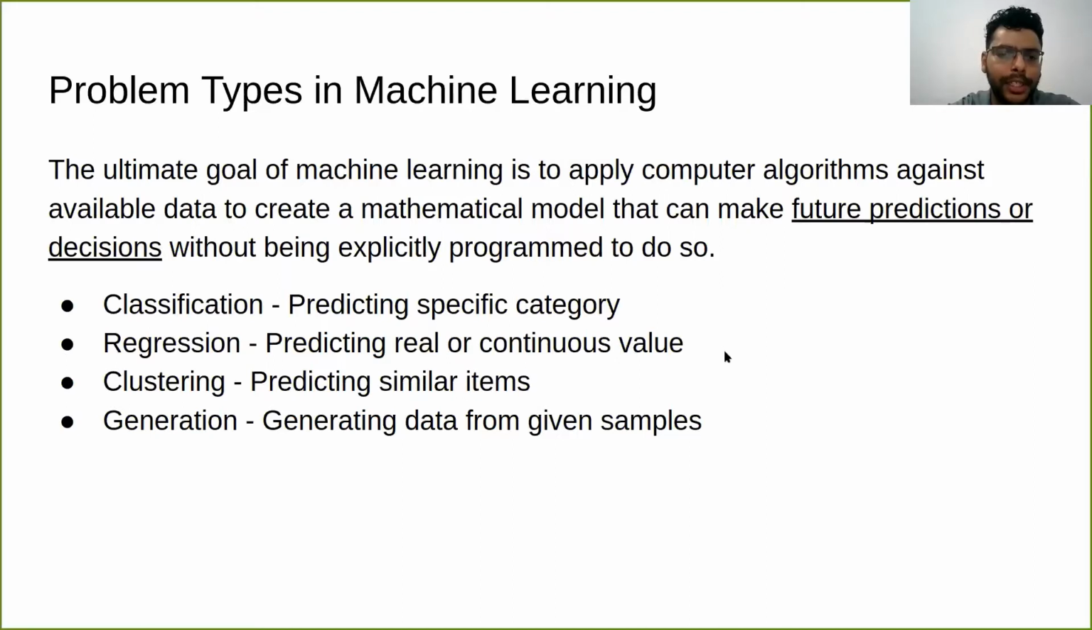So as I explained earlier, we have something called classification-based problems, where we use these machine learning models to predict a specific category. It can be an image, or it can be a particular label, any kind of set of categories. So that's what we call classification.